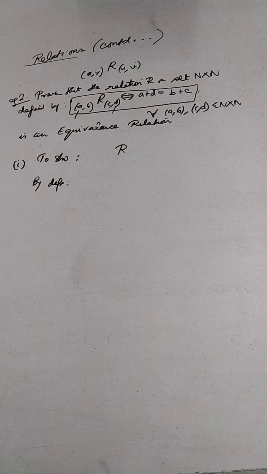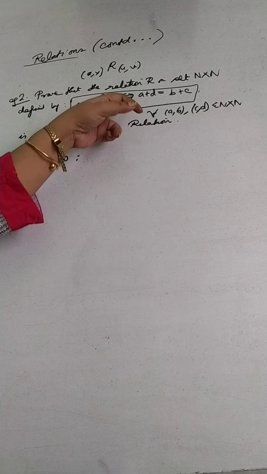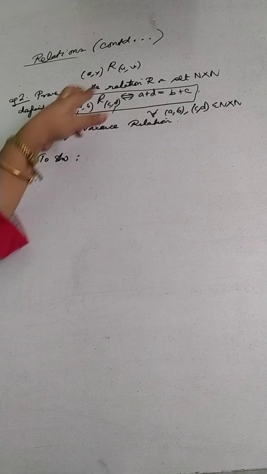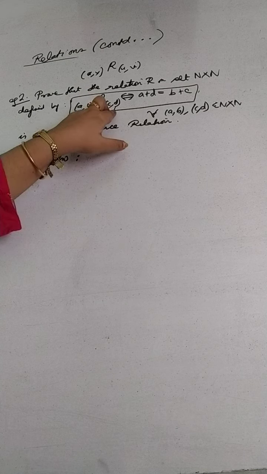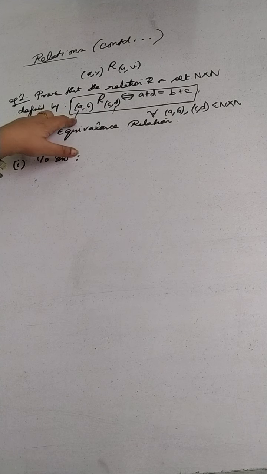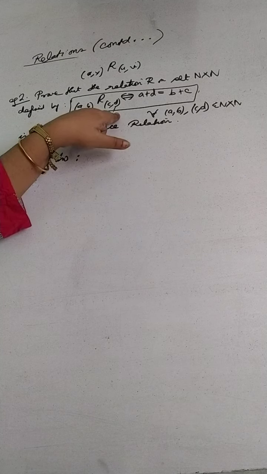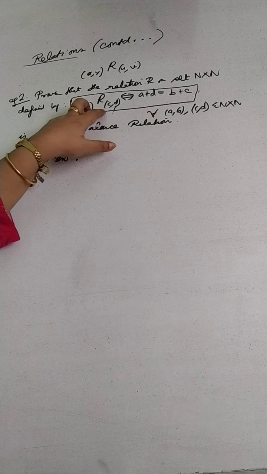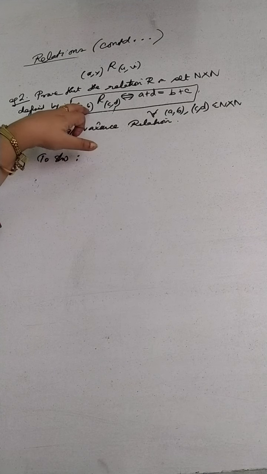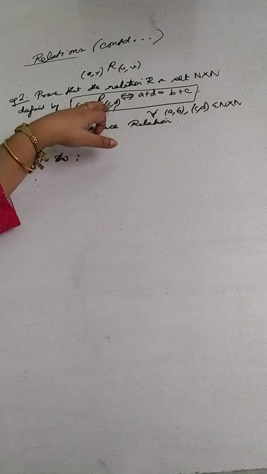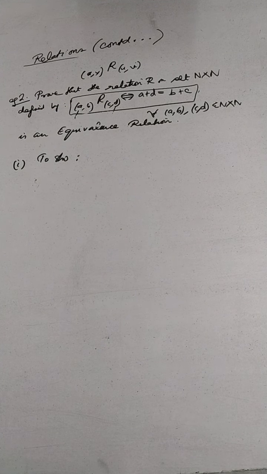And for that we have taken a question. The question says, prove that the relation R on the set N by N defined by AB related to CD implies A plus D is equal to B plus C. That means this pair AB is related to another pair CD of the set N by N by the relation that A plus D, that is, first component of the first pair, added to the second component of the second pair, is the same as the value that I get from the other two additions. That is, adding the second component of the first pair to the first component of the second pair. Okay, this is the relation.